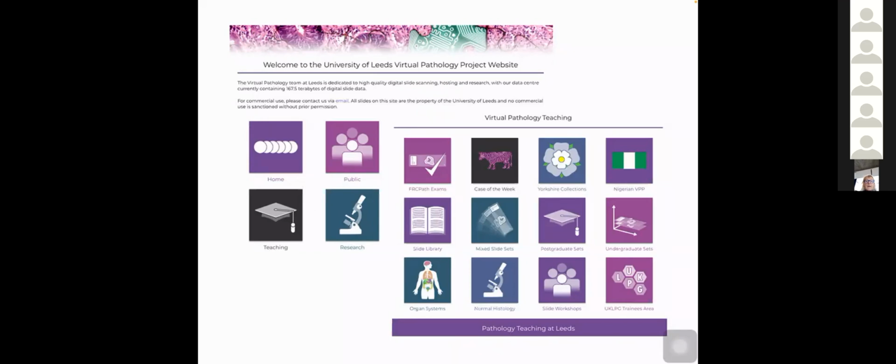Very, very good coverage of slide libraries and mixed slide sets, and open access as well. So you can look at various slides, whole slide images on this site, and that's a real benefit to the community. Some of these virtual learning sites are really, really helpful.